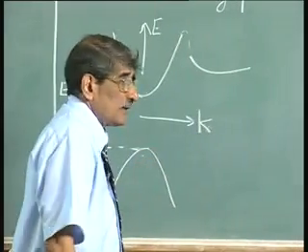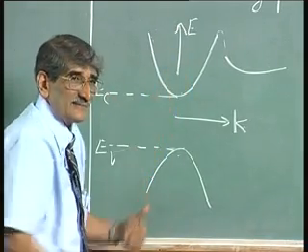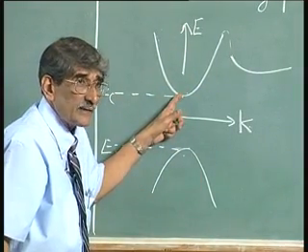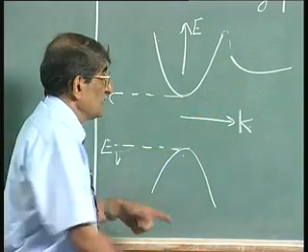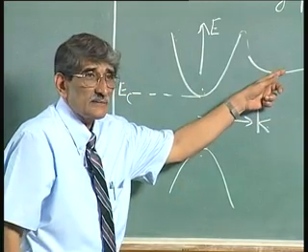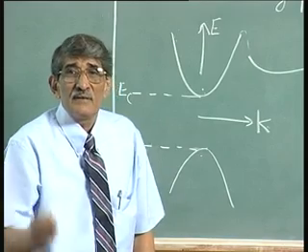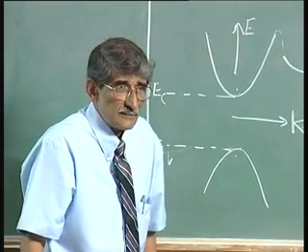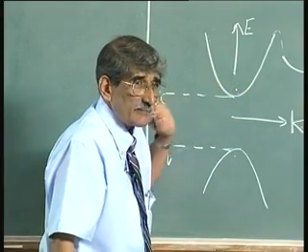This is the central valley. In fact, you can call them valleys, because it looks like a valley, a central valley in the energy momentum diagram. This is the satellite valley. In fact, if you give enough energy to the electrons, they can go from here right up to this point. The consequence of that we will see when we discuss the velocity field characteristics. That is very peculiar to the direct band gap semiconductors.